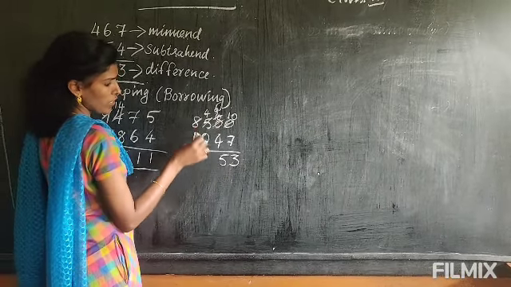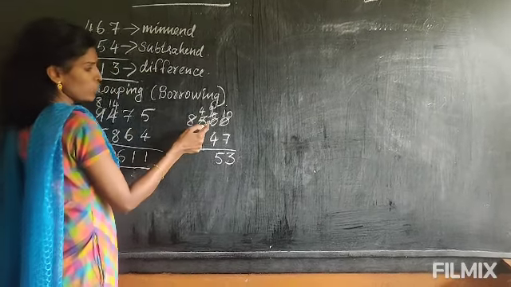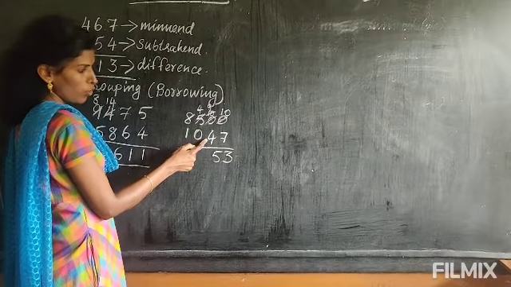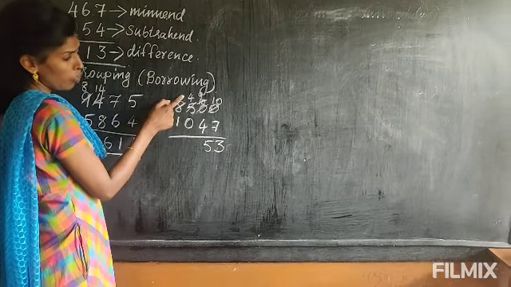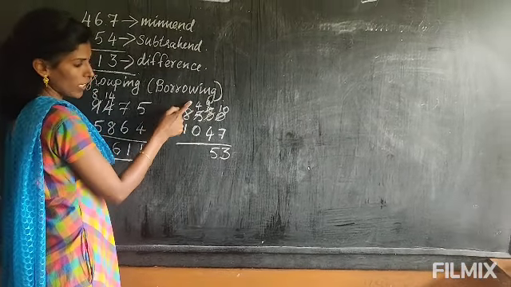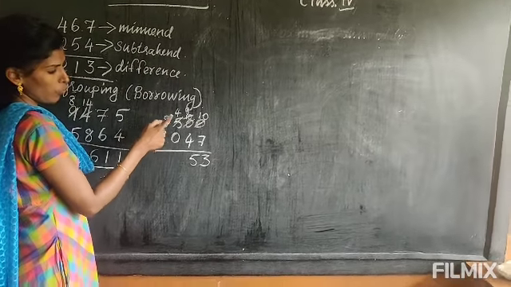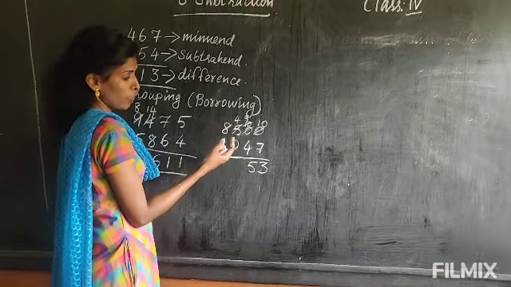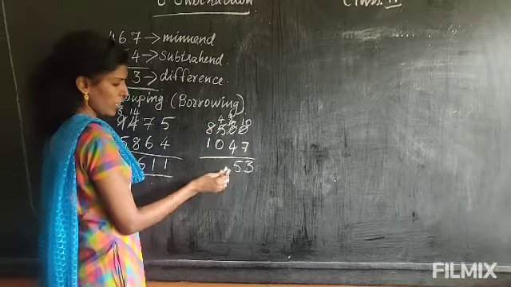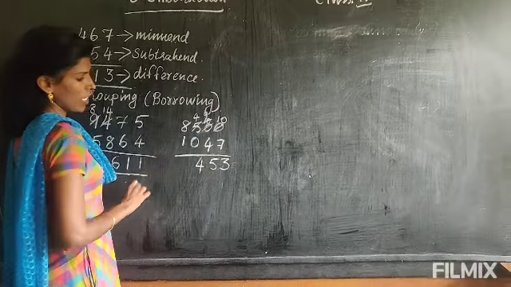Now 4 minus 0. Earlier 0 was small and you could not minus 4, but now 4 is bigger and 0 is small, so you can minus since 4 is on top. 4 minus 0: if you minus 0 from any number, you will get the same number as the answer.